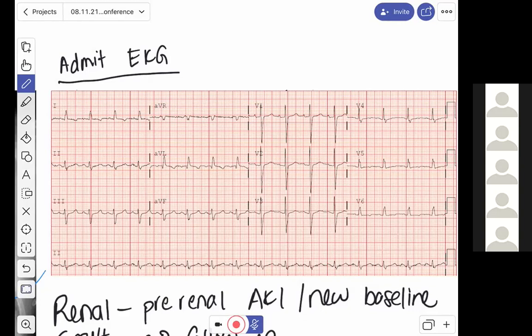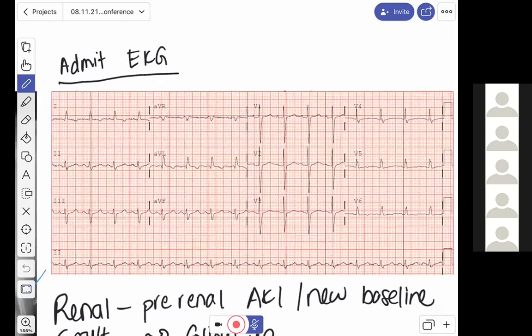He does have left anterior fascicular block. He does, yep. So maybe this is the beginning of some sort of infiltrative disease in his electrical conduction pathway, or maybe that's something that's been there. Okay, questions on this part?